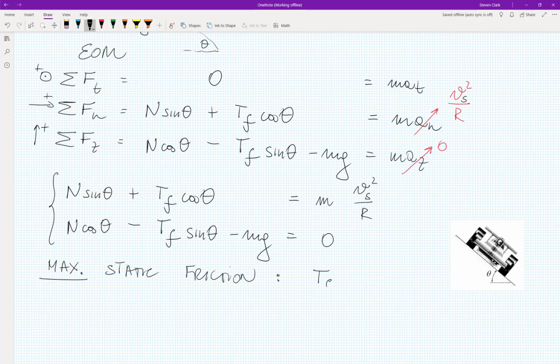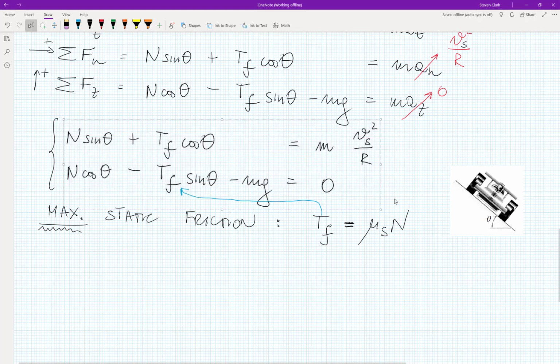That's why our TF will be equal to mu s n. And that equality sign in here is only because this is maximum static friction, okay? So now I hope you don't mind if I just rewrite the same two equations, but this time I will plug in the expression for TF. Okay, can I do that?